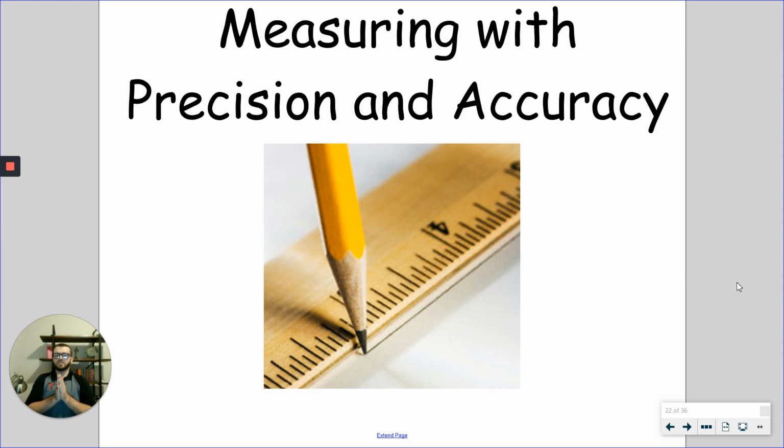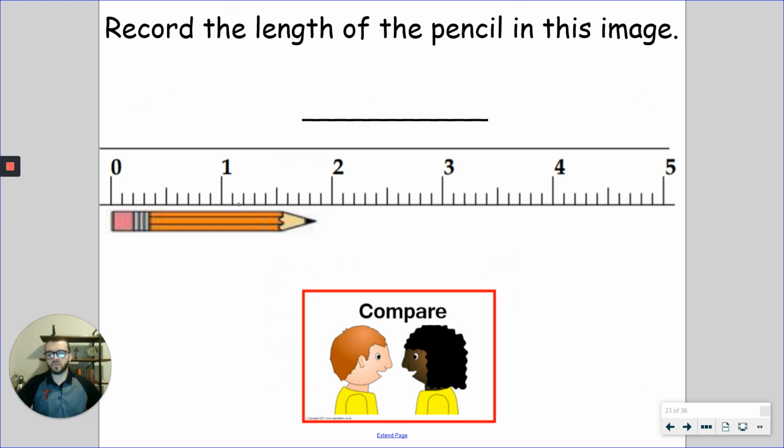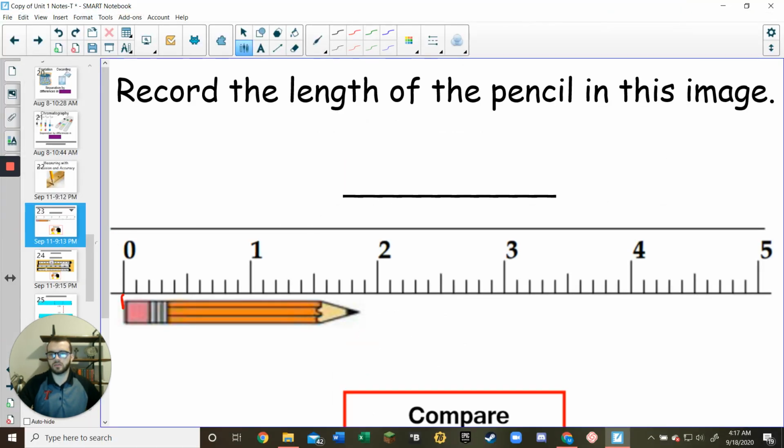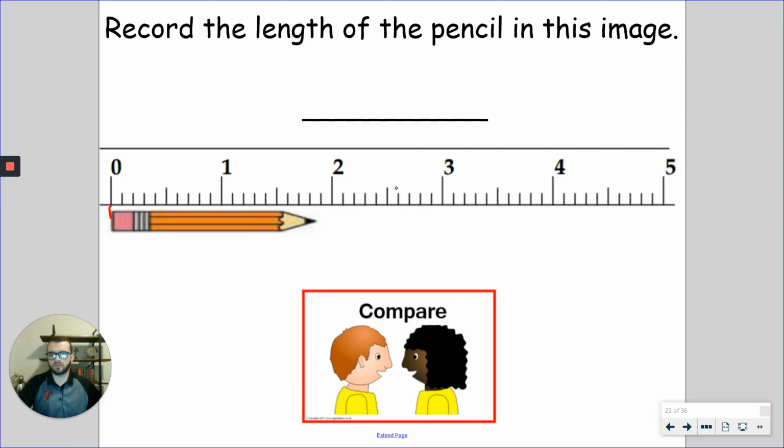Okay, now, since we've talked about physical separation methods, now let's talk about measuring with precision and accuracy. Now, we need to know the difference between precision and accuracy. Okay, so this pencil starts at 0 and ends a little bit more than halfway through 1, but it didn't get to 2. So if we look at that, it's 1.1, 2, 3, 4, 5, 6, 7, 8.